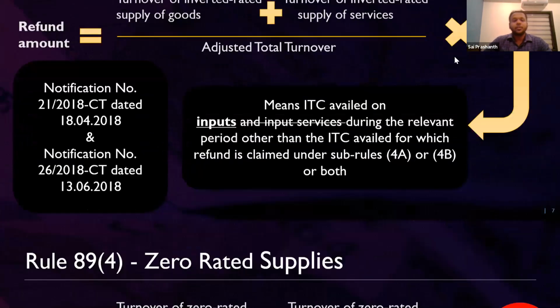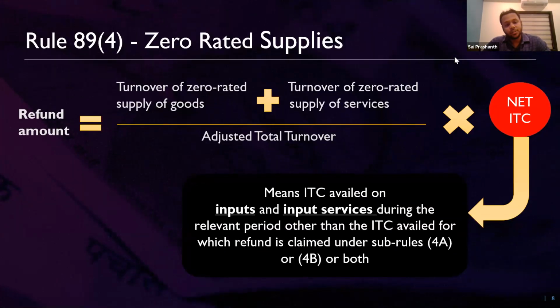What also becomes important is how 89.4, which is another rule, like we saw in 54.3, there were two instances that were dealt with. One is for inverted duty structure, the other is for zero rated supplies. Zero rated supplies also had a rule, which is rule 89.4. But here net ITC was defined to mean both inputs and input services. Even though this is not directly covered in the judgment, why I'm making a reference to this is because one of the arguments that were made in the Gujarat High Court was that when this covered both inputs and input services, there was no logic or intelligible differentia for 89.5 to cover only inputs. That's why I'm highlighting this here. We'll come to that point in some time.